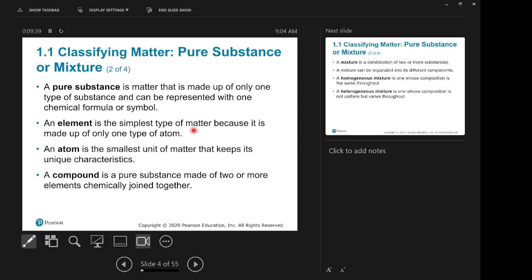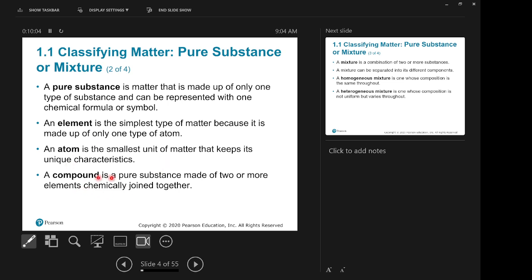Okay? So for example, gold: if you split gold over and over, once you get down to a single atom, any more splitting is going to cause that to no longer have its properties, right? Okay, again, the atom is going to be the smallest unit of matter that keeps its unique characteristics. Again, that definition is quite good. You'll notice it mirrors my definition.